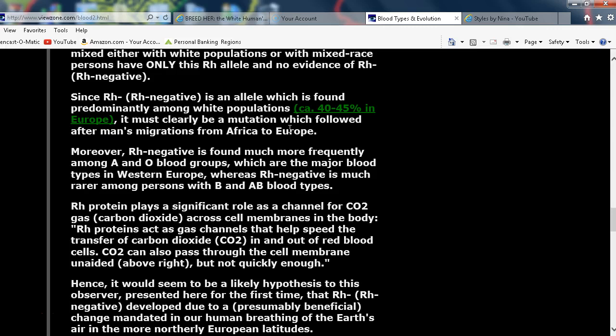So since Rh negative is an allele found predominantly among white populations, 40 to 45% in Europe, it must be a mutation which followed after man's migration from Africa to Europe.